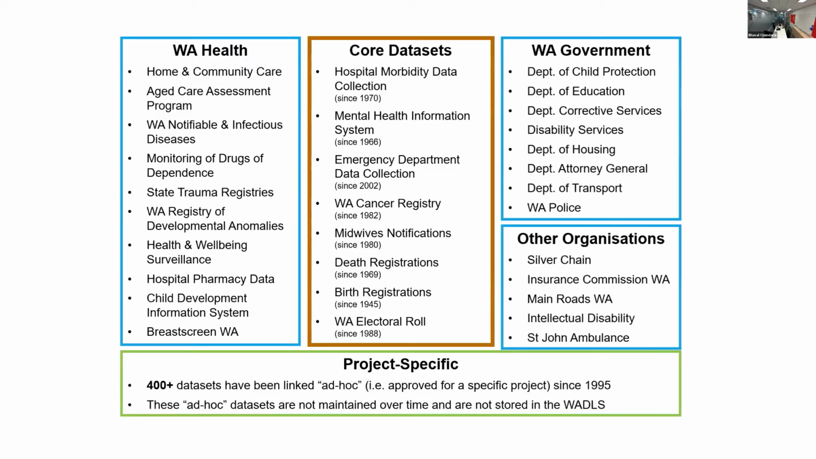And this next slide is just to give you a brief overview of the variety of data sets we have within our system. So you can see there's a number of health data sets as well as other government data sets as well. That little box in the middle, the core data sets, are the data sets that we routinely link, the most frequently linked, and they're also the most frequently requested data sets.